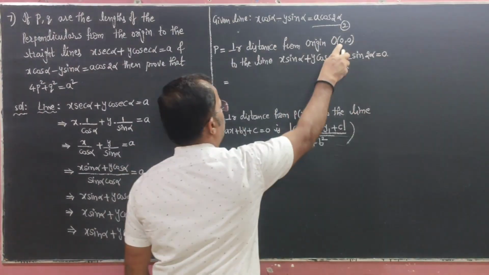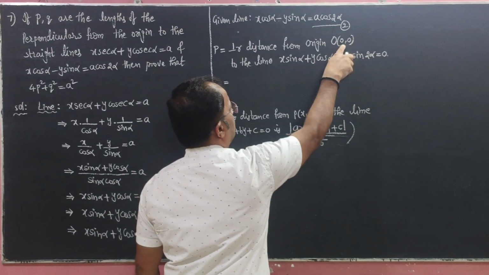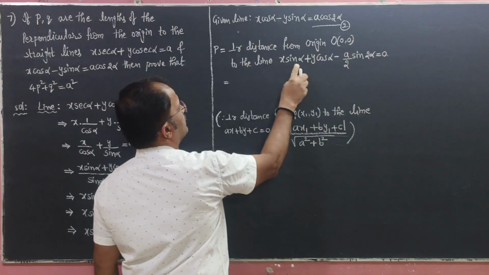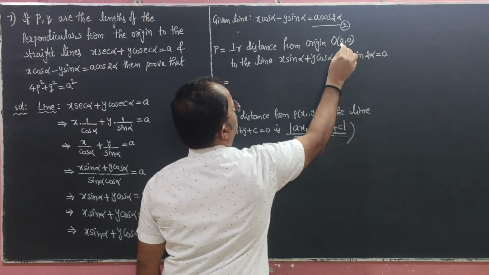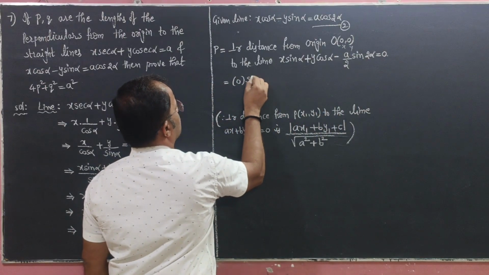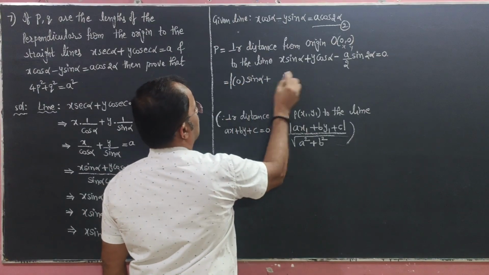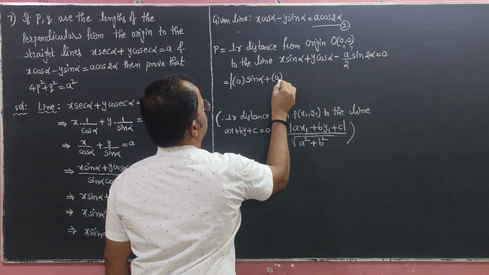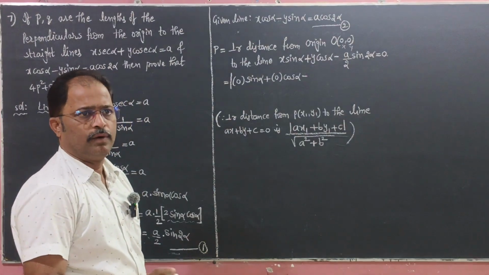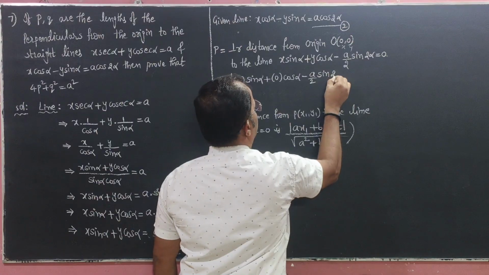This is the formula of perpendicular distance from any point to the line. So in this formula the point is P(x1, y1). In this problem the point is 0, 0, so substitute x equal to 0 and y equal to 0. Substitute the x value 0 into sin alpha, modulus of plus, again the y value 0 into cos alpha, and there is no x and no y in the last term, so no need to substitute. Write as it is, a by 2 into sin 2 alpha.